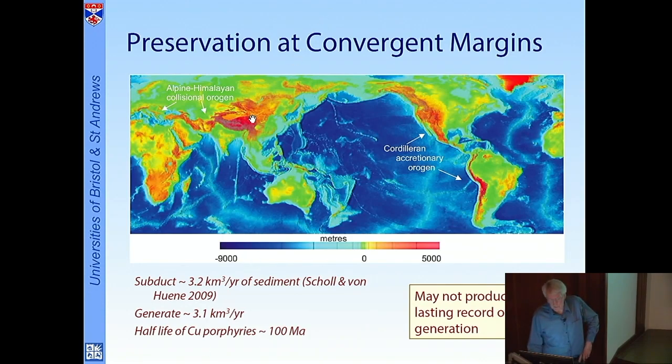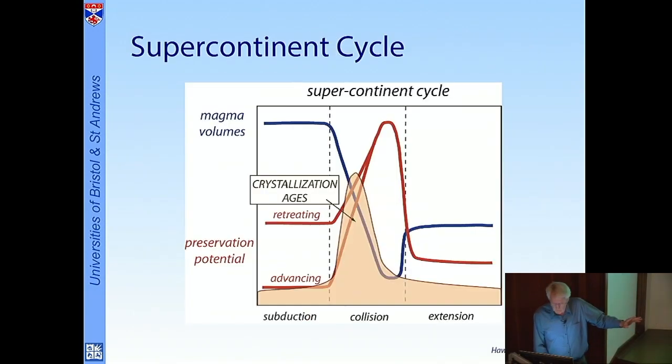But contrast that with collision belts, take the Alpine-Himalayan belt. What those do is they preserve the final stages of subduction and the collision-based geology. And it's much more effort on behalf of geological processes, if you like, to start destroying this material as efficiently as you destroy material in the Andes. So it's just to leave you with the sense of, not only think of how much magma you make in different sites, but also whether it's likely to survive.